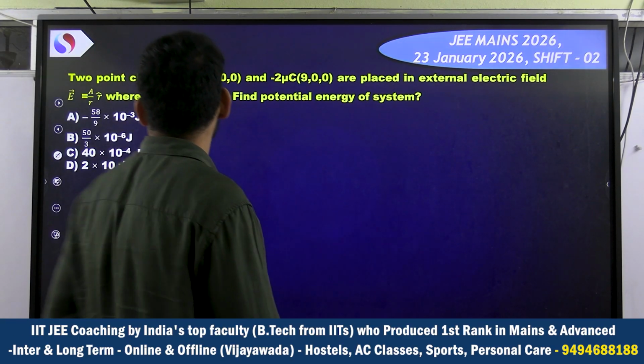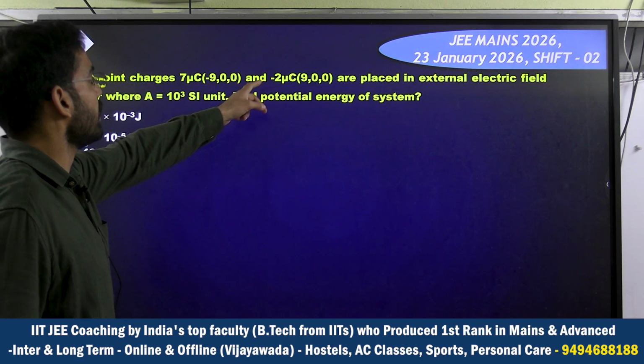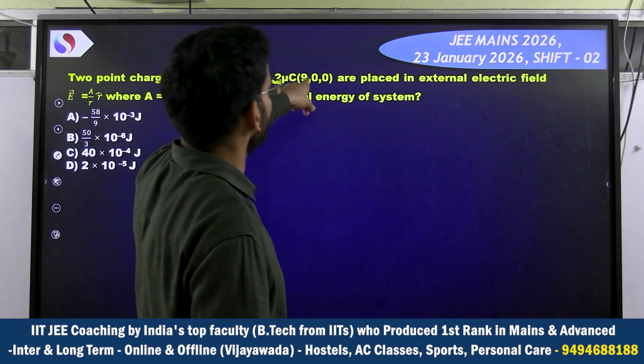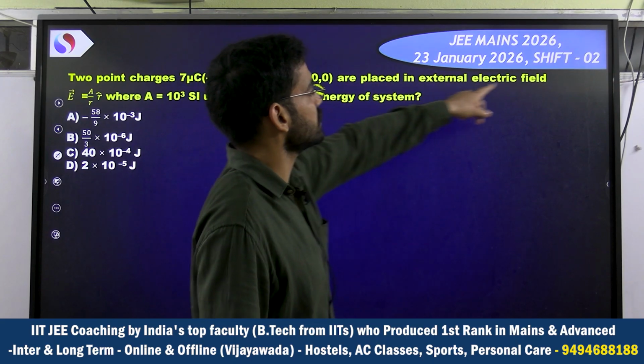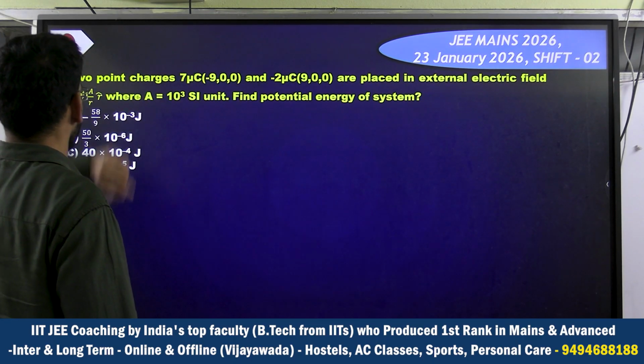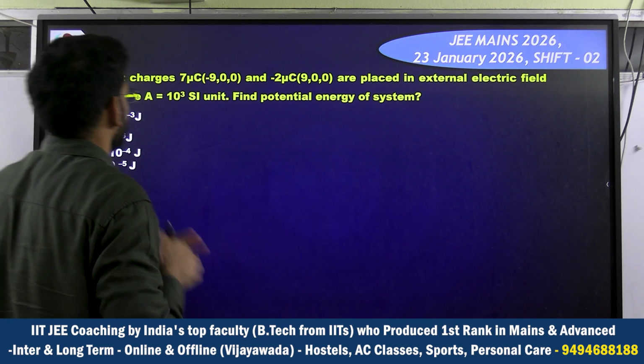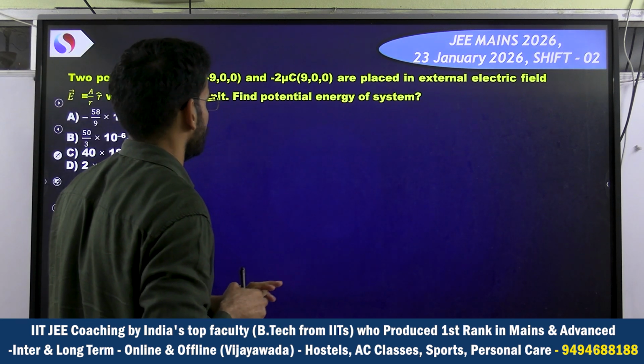2 point charges, 7 microcoulomb at minus 9, 0, and minus 2 microcoulomb at 9, 0, are placed in an external electric field. E vector is given as A by R, R cap. Okay, direction is also given, where A is 10 to the power 3 in SI units. Find the potential energy of the system.